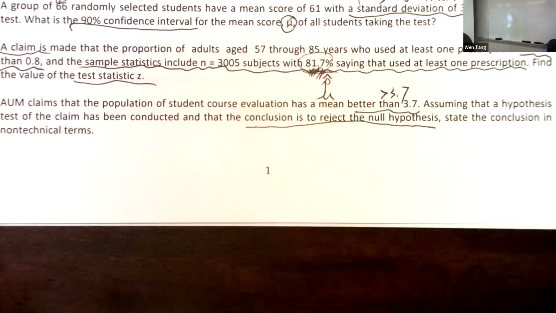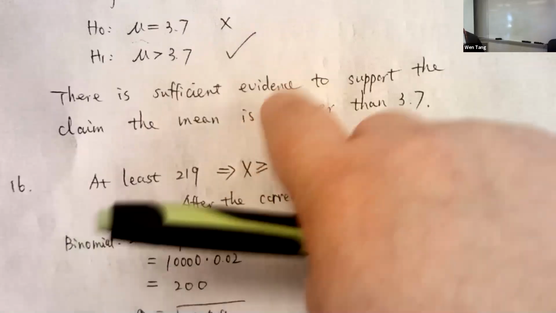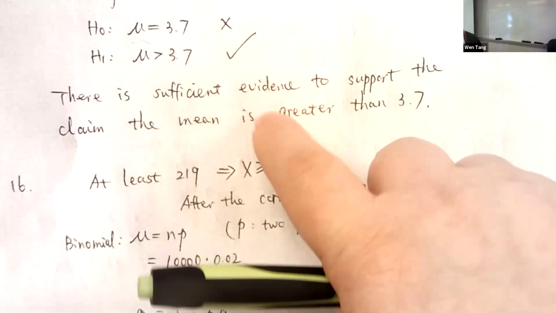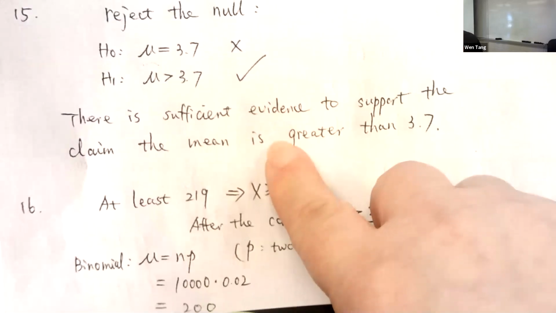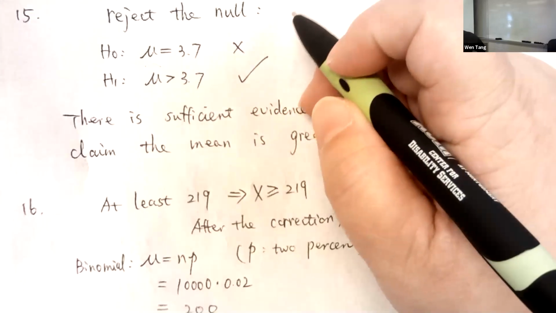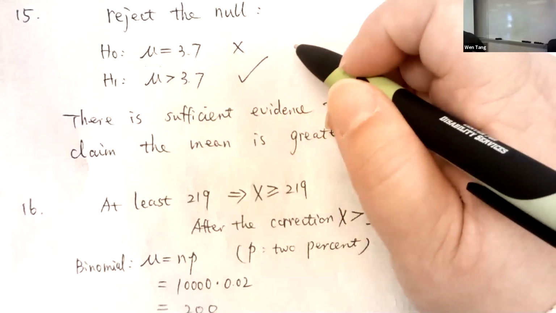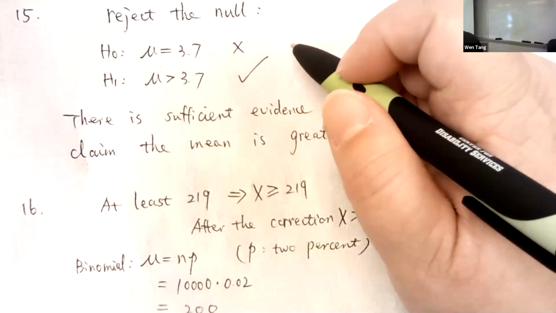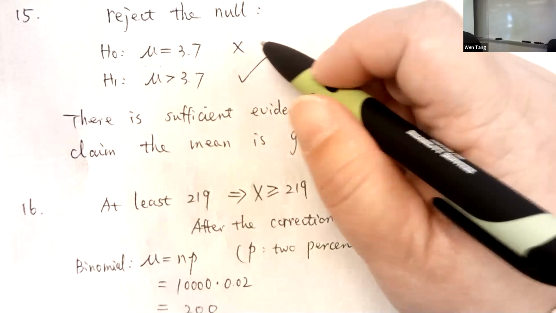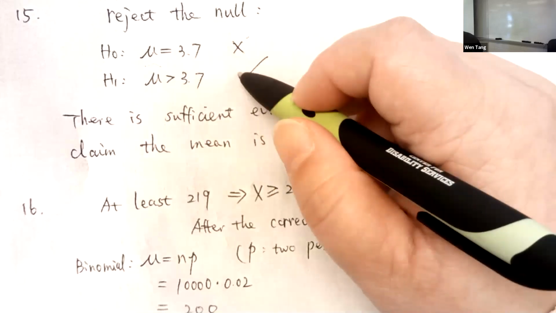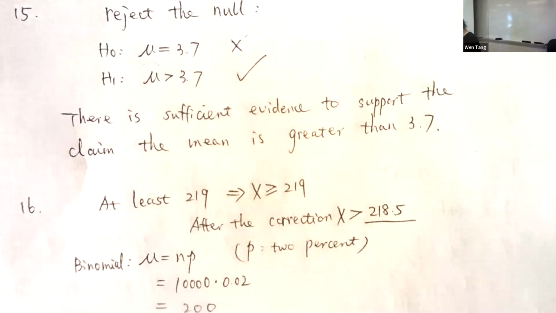So you need to list what is your null and what is your alternative. After that, you could see your technical conclusion is reject null or do not reject null, fail to reject null. So in this case, we reject null, so we will take this alternative.